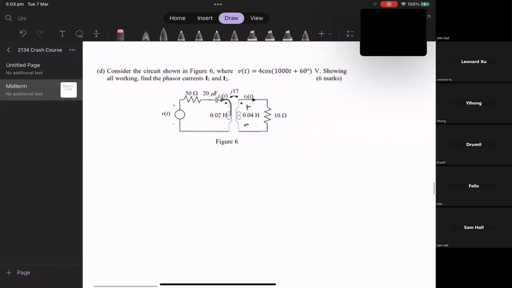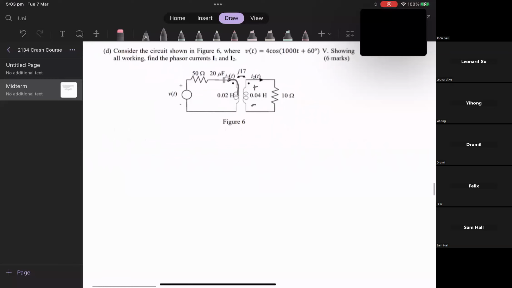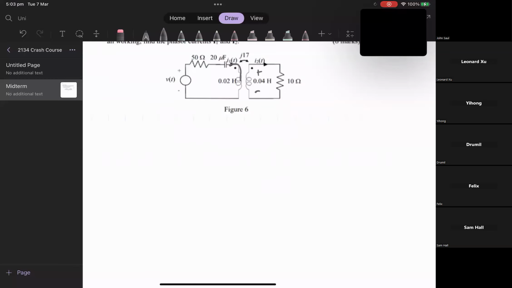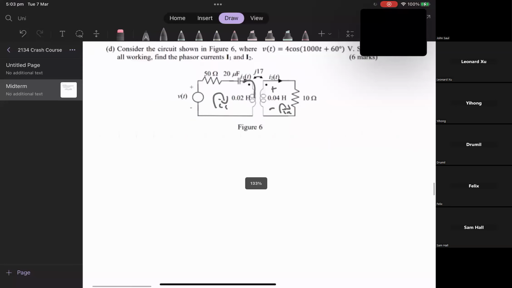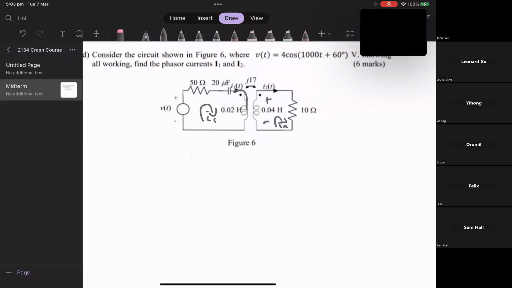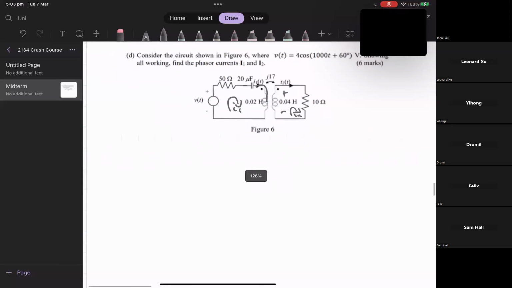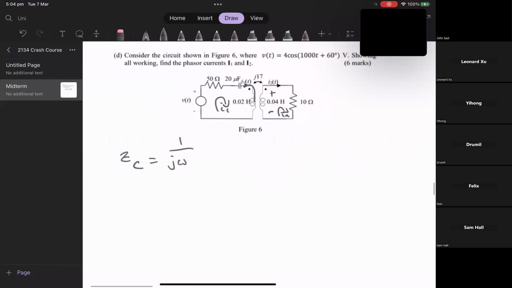To analyze mutual inductance circuits, it's always easier, in my opinion, to use mesh analysis. We're dealing with currents, and in this case we have two meshes, I1 and I2, with those directions. We also have reactive components, and we need to find their impedances. So let's call this ZC, j omega, and omega is from up here.